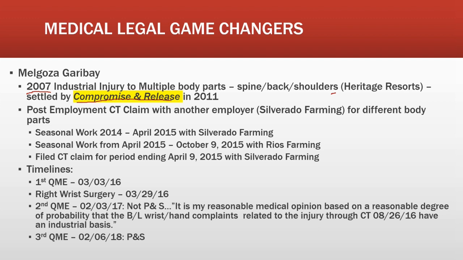So as we know, a compromise and release is not exactly the same as a permanent disability award as relates to subsequent industrial injuries and your apportionment determination. But it just bears repeating that she had a prior industrial injury for which she received compensation by way of a compromise and release. Well, then she filed a post-employment cumulative trauma claim with another employer in 2015.